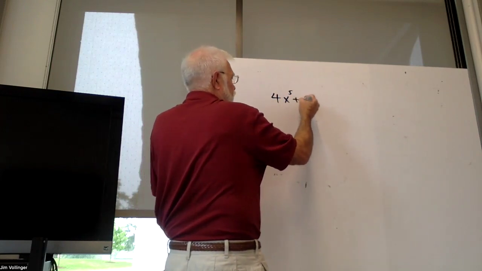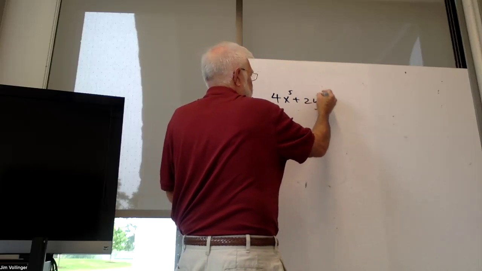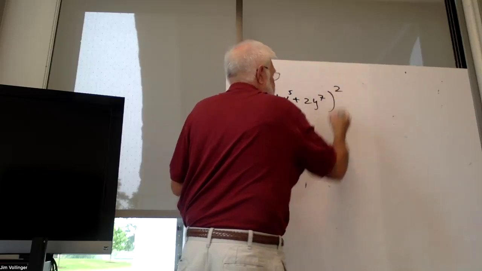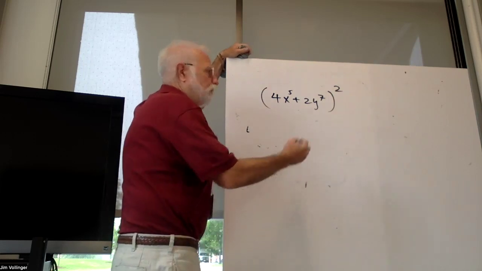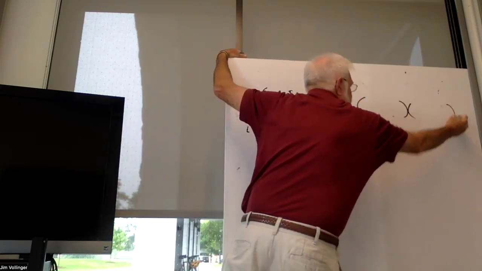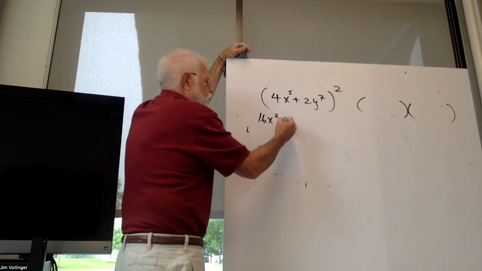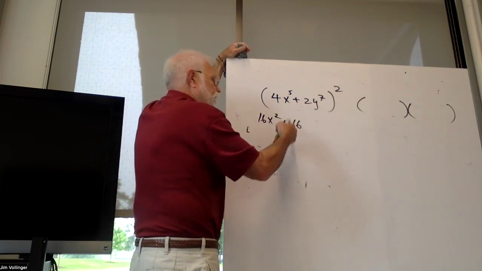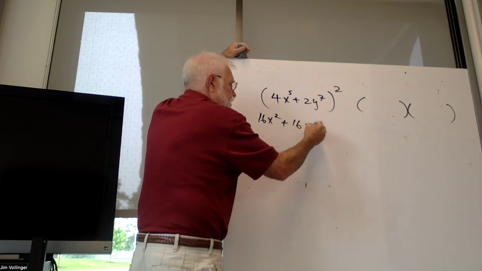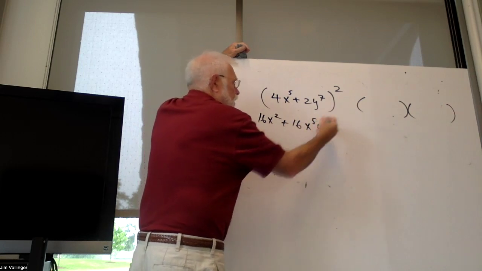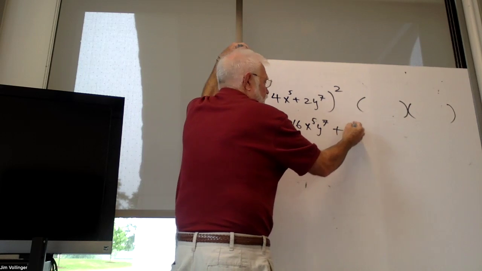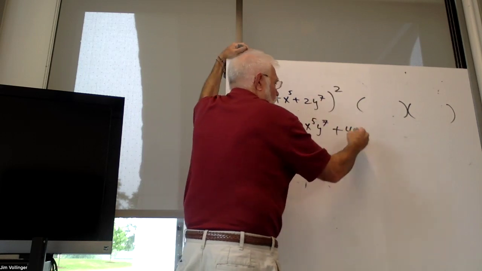So let's look at, how about (4x^5 + 2y^7) squared. Pause the video. You're welcome to do this again. I'm taking the shortcut: 16x^10 plus 16, 2 times 4 is 8, I'm doubling it, x^5 y^7. Squaring a 2 gets me positive 4. y^7 squared is y^14.